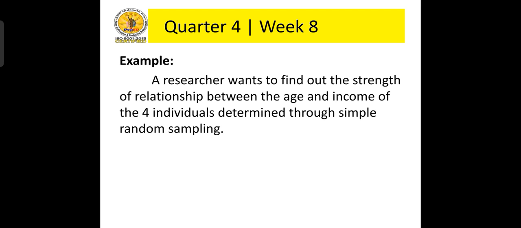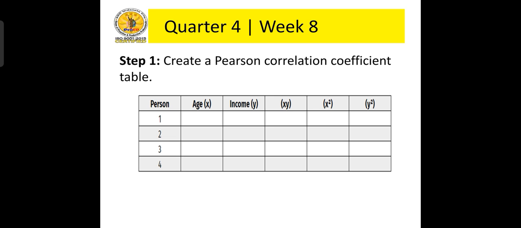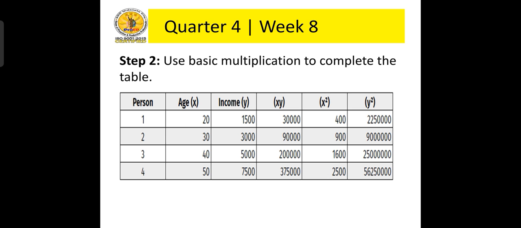Example: a researcher wants to find out the strength of relationship between the age and income of four individuals determined through simple random sampling. First, we have to create a Pearson correlation coefficient table, as indicated below. So there will be a column for the age, the income, for xy, x squared, and y squared.